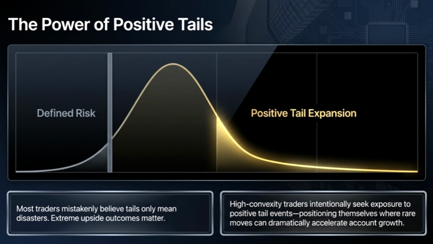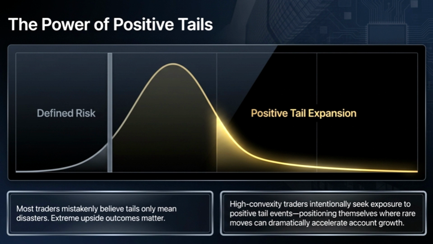Now here's where it gets interesting. Most traders misunderstand tail events. They think tails only mean disasters, but positive tails exist too, right? It's a standard bell curve. There are two sides. Extreme upside outcomes matter. In fact, high convexity traders intentionally seek exposure to positive tail events. They position themselves where rare moves can dramatically accelerate account growth.